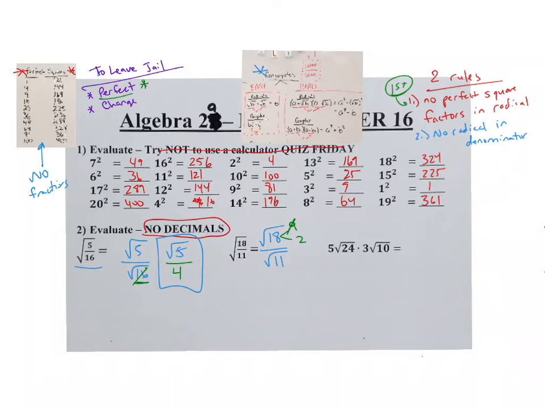9 is the perfect one. It's going to change. It leaves the jail. It turns into 3. 2 is going to stay in jail forever. And then we have our radical 11. So this one is done. All right, I did the perfect square factors.